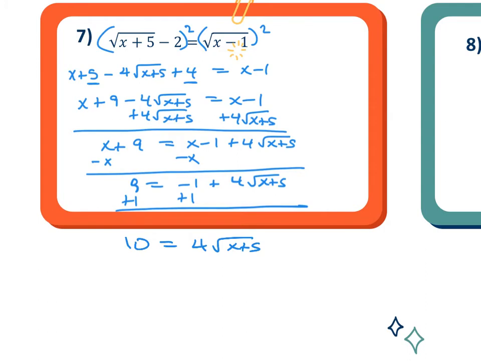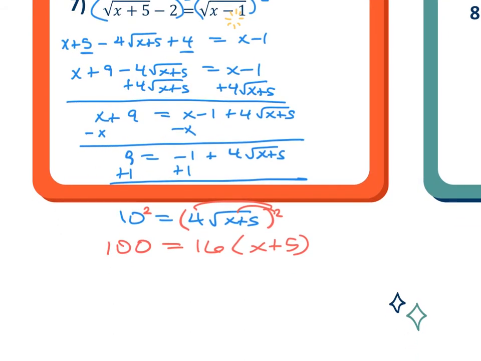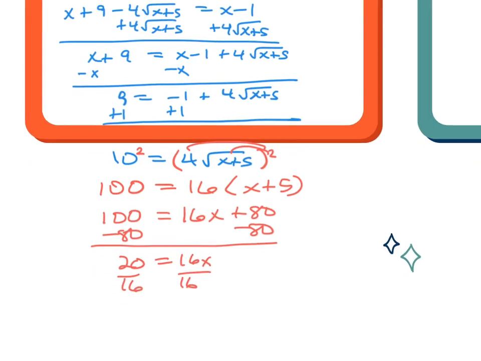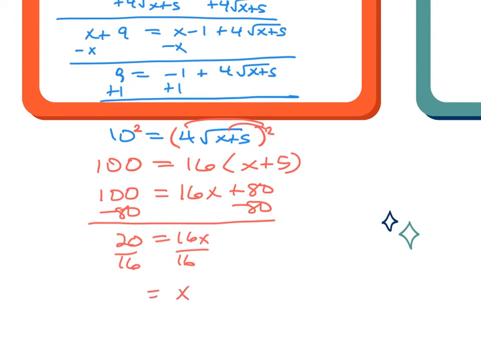I need to square both sides. This becomes 100. I'm squaring the 4, becomes 16, and then when I square the radical, it just disappears. I need to distribute the 16. 16x plus 80. Need to move the 80. 20 equals 16x. Divide by 16. And x equals, I can divide them both by 4, 5 over 4. Let's go ahead and check it.